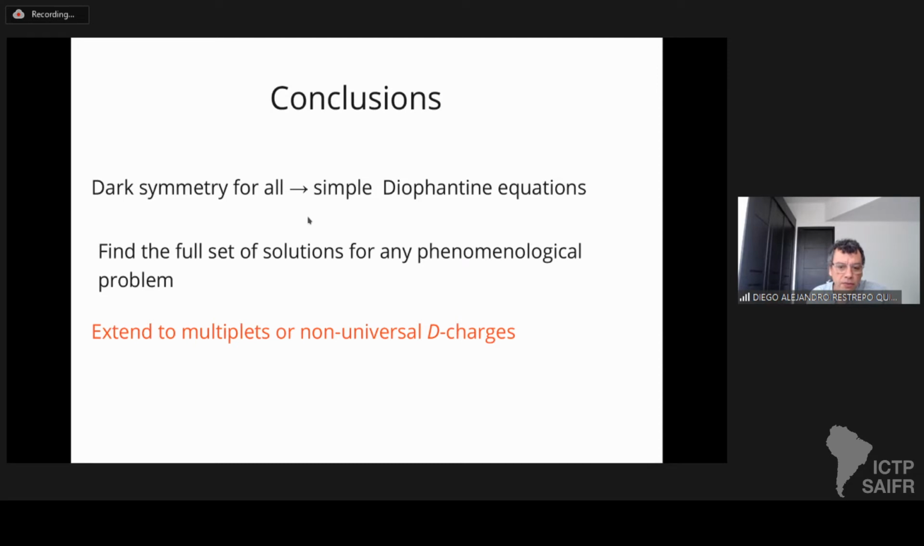Some possibilities of this method can be extended if we also consider this kind of simple equation, but in the context of multiplets or non-universal charges. But this is just in a very early stage of exploration by now. So I can finish here now.